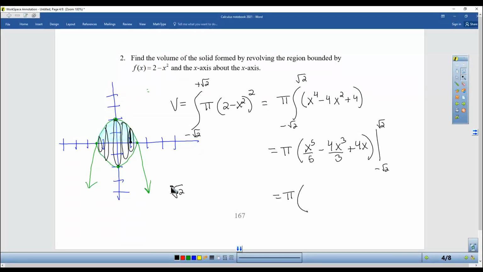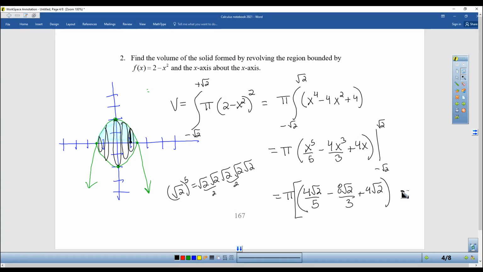The square root of 2 to the 5th is the square root of 2 times the square root of 2 times the square root of 2 times the square root of 2 times the square root of 2. So this is 2, and then this is 2. So 2 times 2 is 4 square roots of 2 over 5. And you can do the same thing with this one. The square roots of 2 make 2. So minus 8 square roots of 2 over 3 plus 4 square roots of 2. I went through all that trouble because I wanted them all to be just in square root of 2.